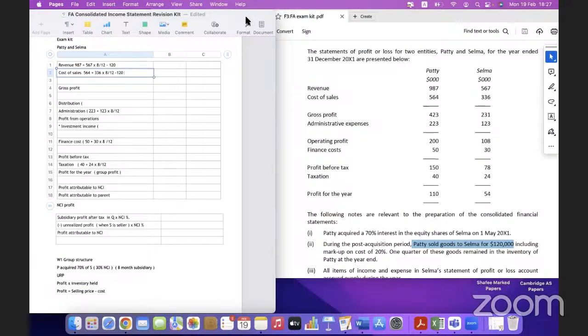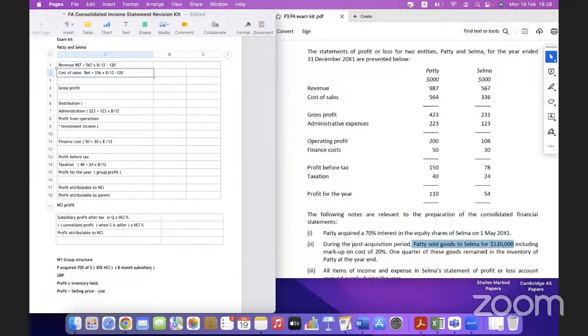Right? Can you guys check a little bit and see? Are you okay with the intra-group sale and purchase, guys? Any doubts that you have? Because I want to move to URP now. I think that's easy, no? If you have a doubt, don't hesitate, just tell me.